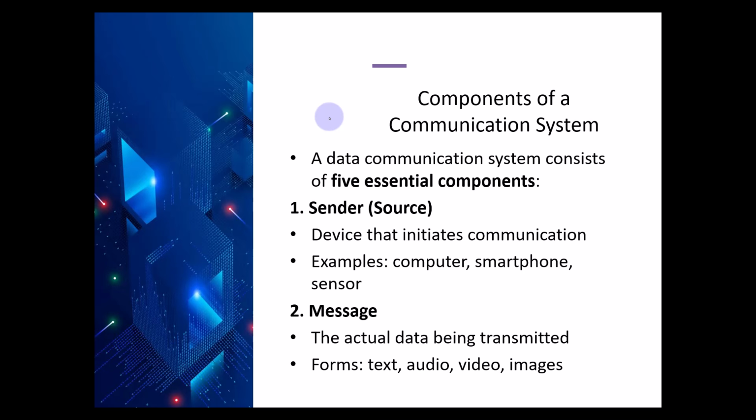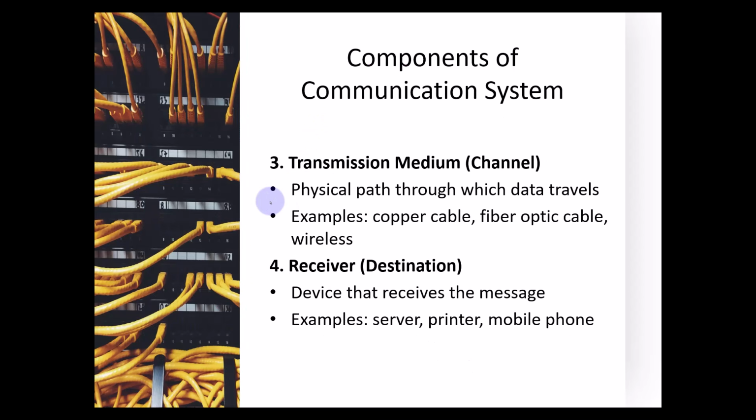This data can be in the form of text, audio, video, images, etc. And then the third one is the transmission medium or the channel. By what means is the data leaving your device to the next device? Is it through a cable or is it through the wireless medium? That is what we call the channel or the transmission medium. And then it's stated here that the physical path through which data travels, for example, are the copper cables, fiber optic cables, and then the wireless medium.